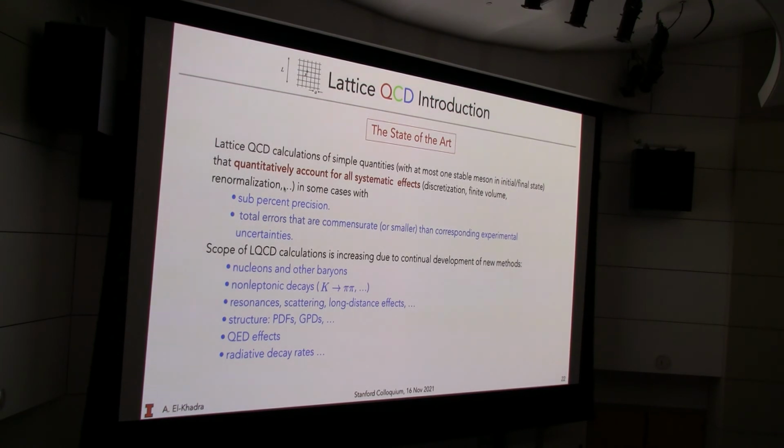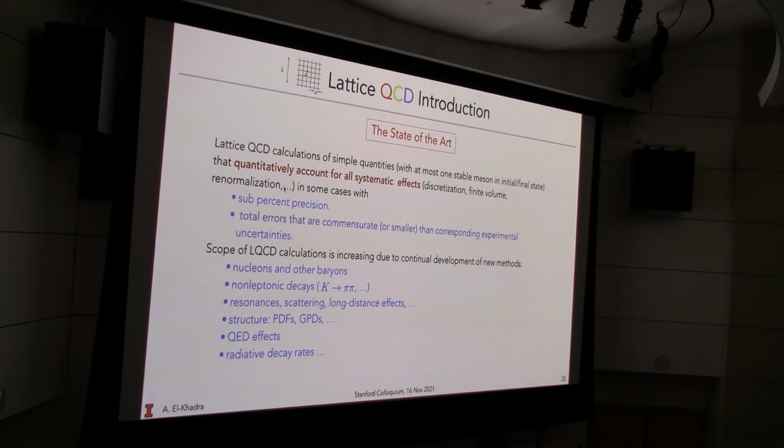Okay, the state of the art now, anticipating the examples that I will show you, is that we now have lattice QCD calculations of simple quantities, where a simple quantity is mostly mesons, but also baryons that are stable. So stable under the strong interactions. You have at most one in the initial final state. You might have none. This is where we understand finite volume effects very easily. And for such simple systems, we can perform calculations where we can quantitatively account for all systematic effects with exquisite precision, reaching sub-percent precision, and in some cases, total errors that are commensurate or even smaller than the corresponding experimental uncertainties that enter into, say, determinations of CKM matrix elements or comparisons of theory against experiment.